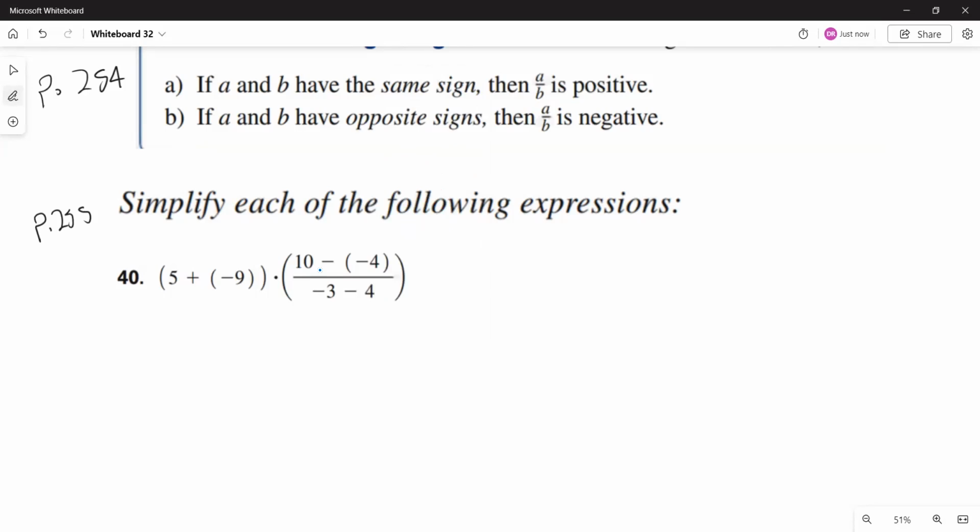Five plus negative 9 times 10 minus negative 4 over negative 3 minus 4. Order of operations, we first are going to simplify the parentheses, then multiplication and division, and then addition and subtraction. So 5 plus negative 9 is negative 4. 10 minus negative 4 is positive 14. And negative 3 minus 4 is negative 7.